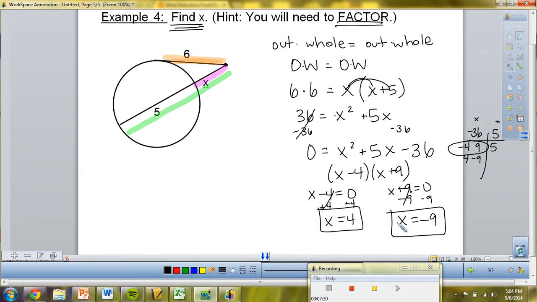So I have two answers here, but if I'm looking back at my diagram, are both of these answers possible? No, because again I'm talking about a segment length, and I know that a length cannot be negative. So negative 9 is not an actual answer. The only possible answer in this scenario is x equals 4.